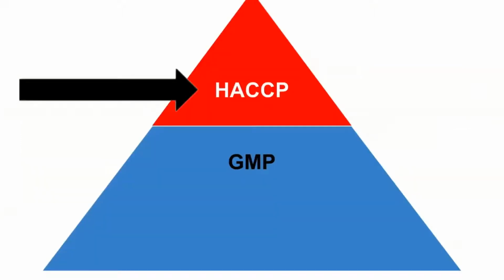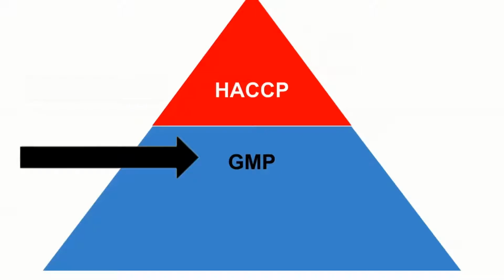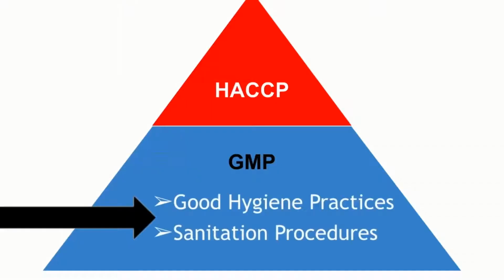Before implementing the HACCP system, we need to establish good manufacturing procedures, GMP, and other prerequisite programs. These programs are the basis and act as a strong foundation for the HACCP program. Examples of prerequisite programs include good hygiene practices and sanitation procedures.